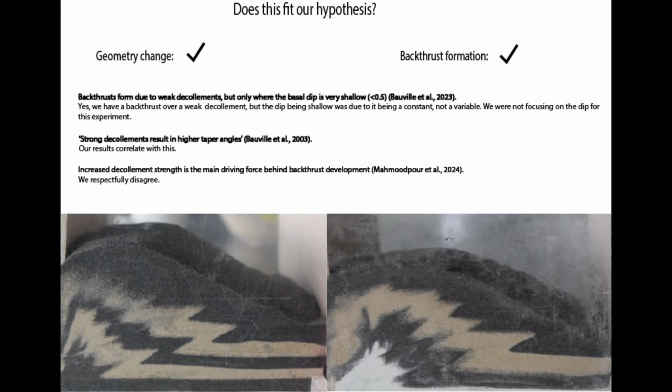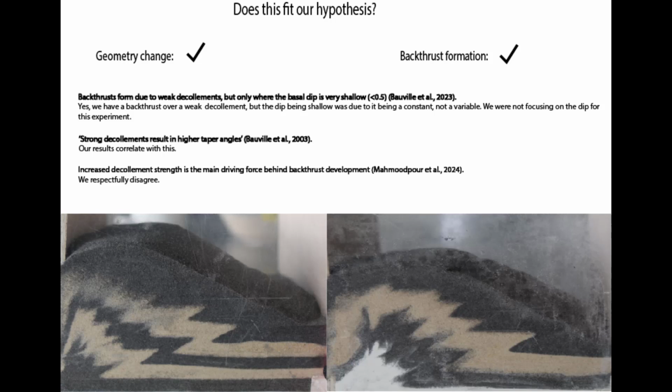Our hypothesis was based mainly on two studies, one by Bourvil et al., who tested the impact of decollement dip and strength on fault vergence, and one by Mahmoudpour et al., who investigated the influence of material strength and friction on back thrust development. We were interested to find out if we could influence the development of back thrusts and of the overall geometry of the thrust faults by changing the decollement strength.